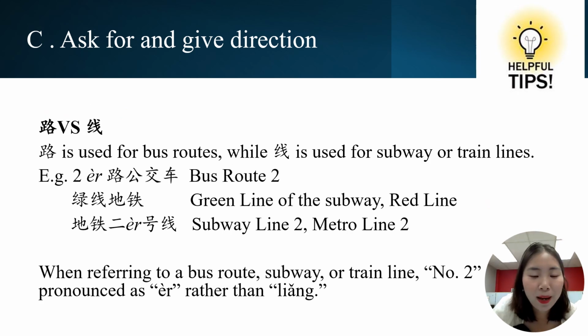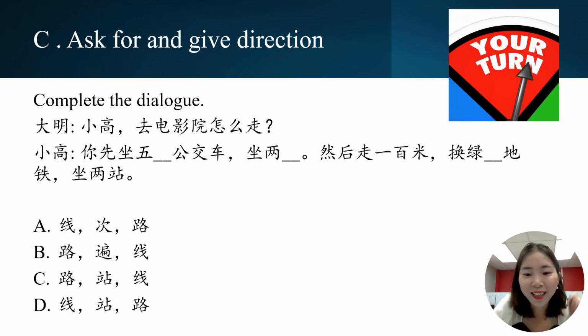路 is used for bus routes, while 线 is used for subway or train lines. For example, 2路公交车 bus route 2, 绿线地铁 green line for the subway, 地铁2号线 subway line 2, metro line 2. When referring to a bus route or subway or train line, the number 2 is pronounced 二 rather than 两. Now it's your turn. Complete the dialogue. 大高去电影院怎么走?